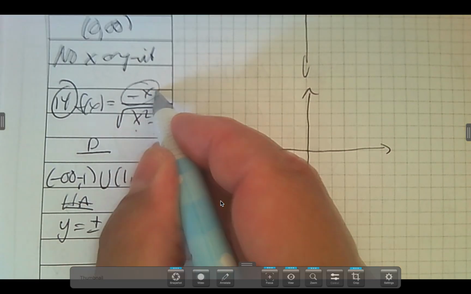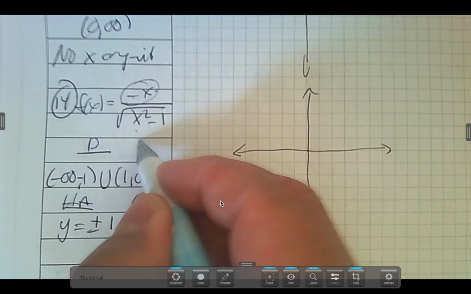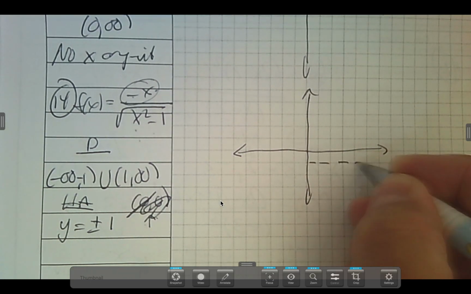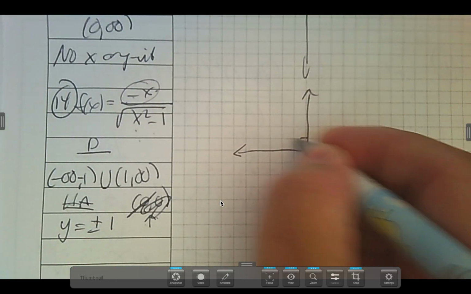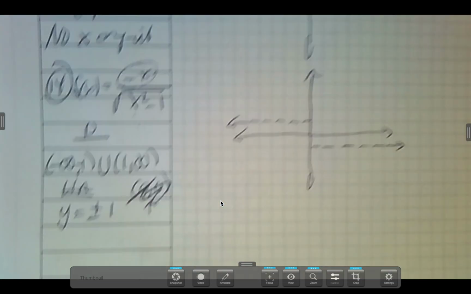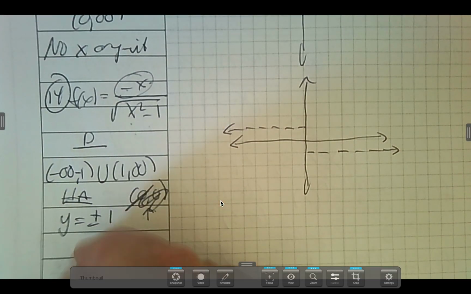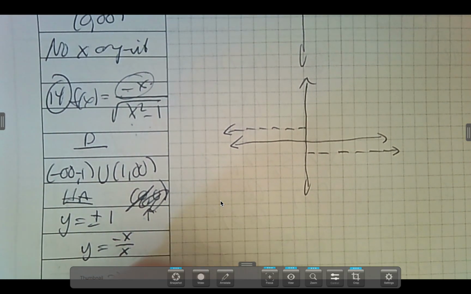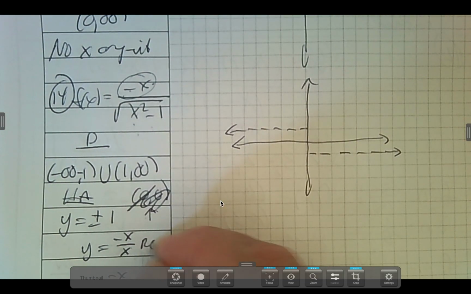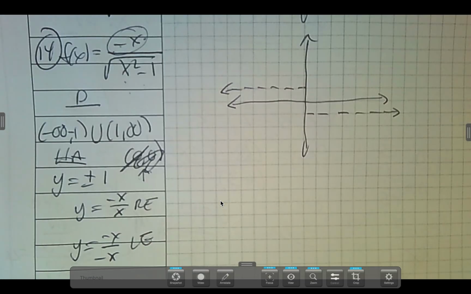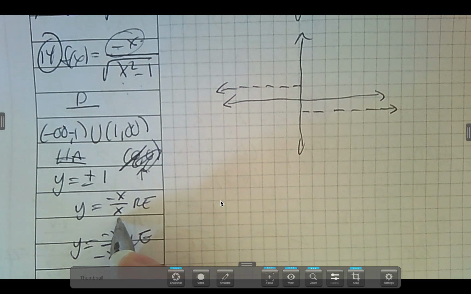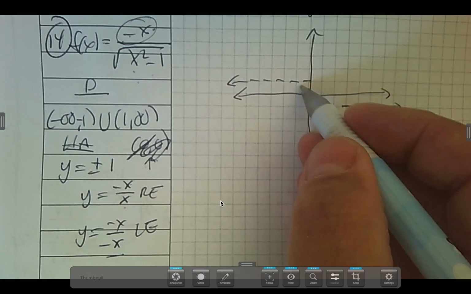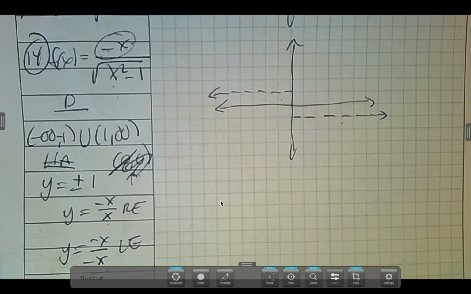Because it's negative x, it's going to be a negative divided by a positive. Negative 1 is actually going to the right. Positive 1 is going to the left. So one asymptote is negative x over positive x, and the other is negative x over negative x. So this is the right end, and this is the left end. Negative x over positive x, that's what gives me negative 1. Negative x over negative x, that's what gives me positive 1. So you can get a sense of what's happening there.